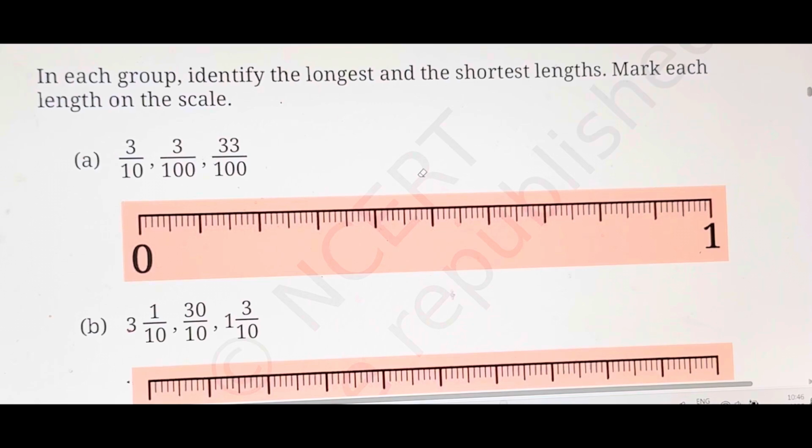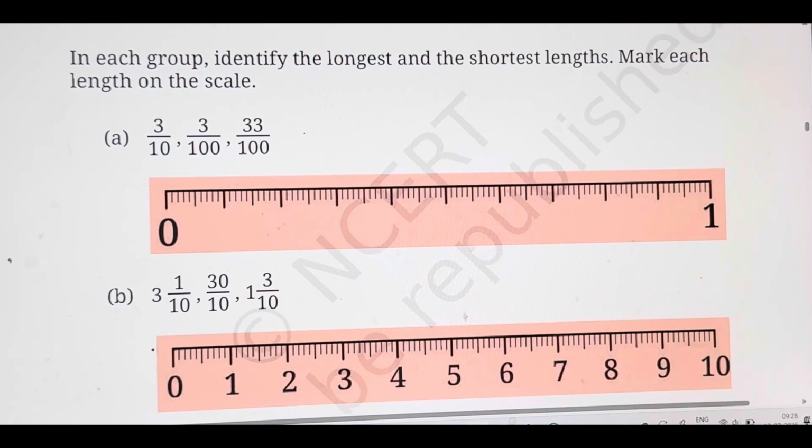We'll continue with the chapter A Peek Beyond the Point, Grade 7 Mathematics of the new NCERT textbook Ganita Prakash. So let us try to solve this exercise. In each group, identify the longest and the shortest length and mark each one on the scale. So first let us see.